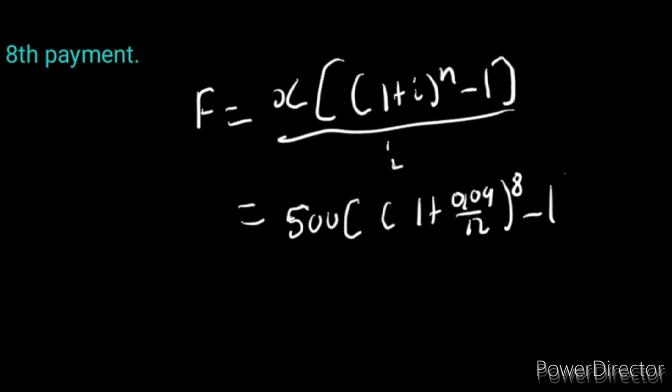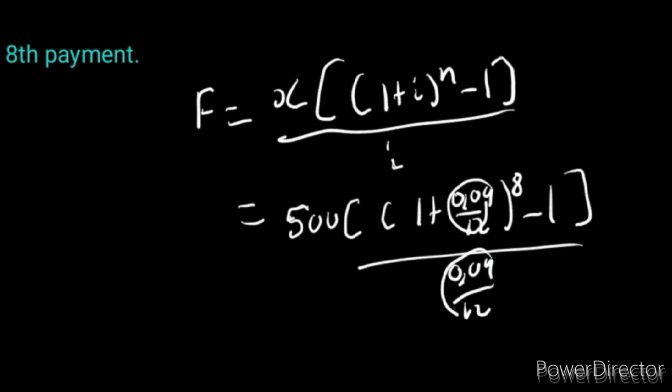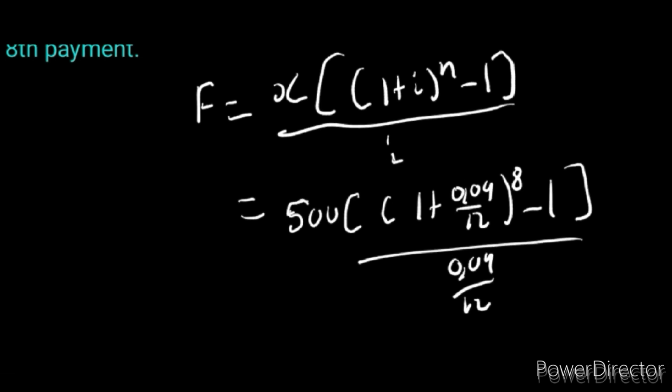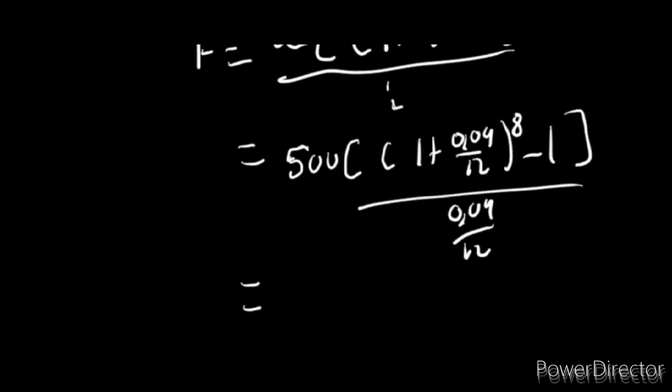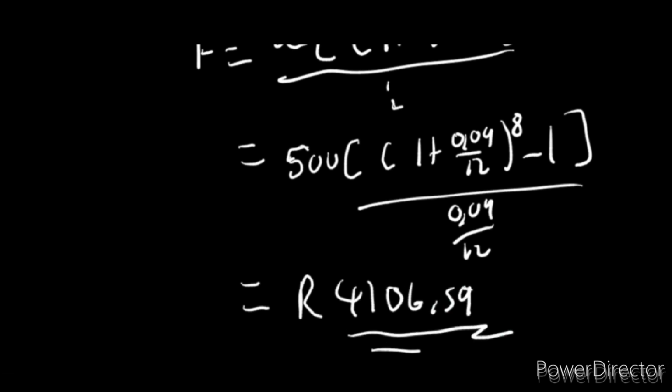Then this is going to be minus 1, then we're going to have over 0.09 over 12. You must notice that this will always repeat because we've got i and i. So all we have to do is plug this into the calculator and find out the future value. That amount will be 4106.59. So this is the future value that the person will have. The person is not going to have this amount of money now, the person is going to have it in the future.